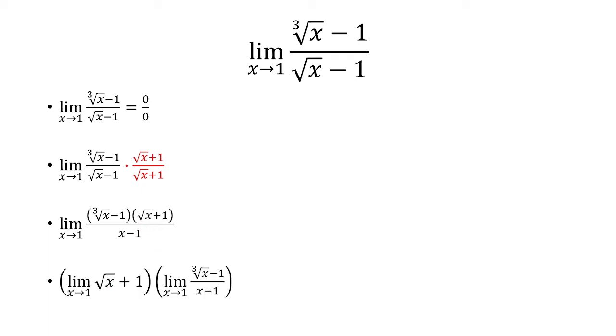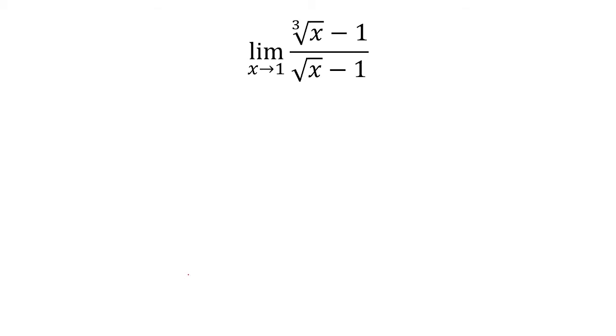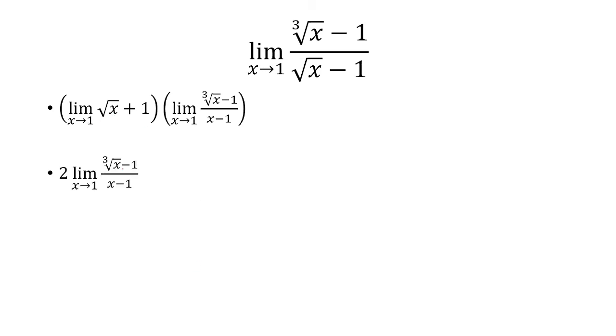We have the limit as x approaches 1 of square root of x plus 1 multiplied by the limit that we need to do more work with. Now if I plug in x equals 1, I get 2 as the limit. And now all that's left is to evaluate this second limit. But note that a cubed minus b cubed is a minus b times a squared plus ab plus b squared.